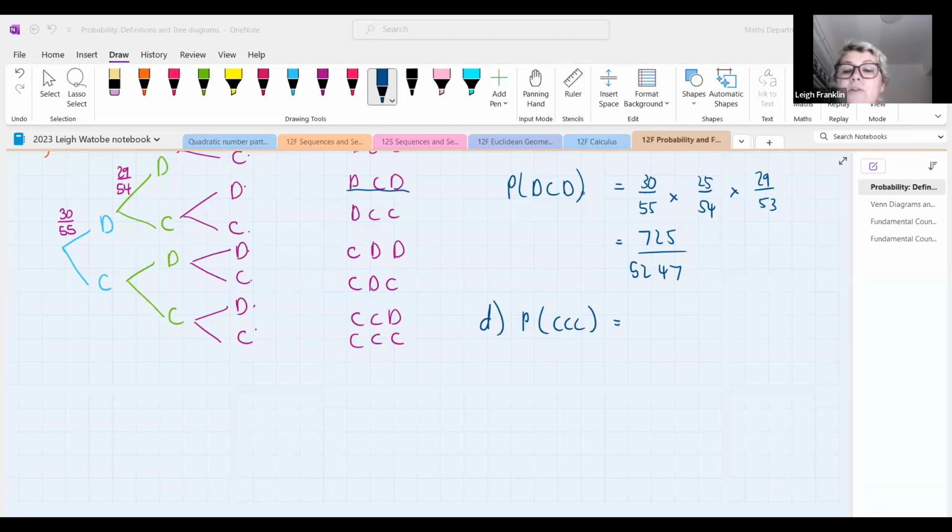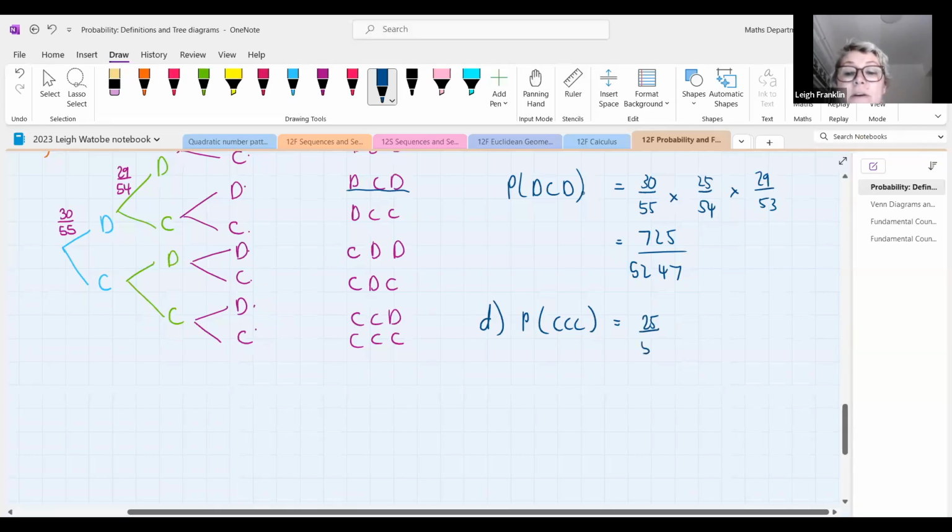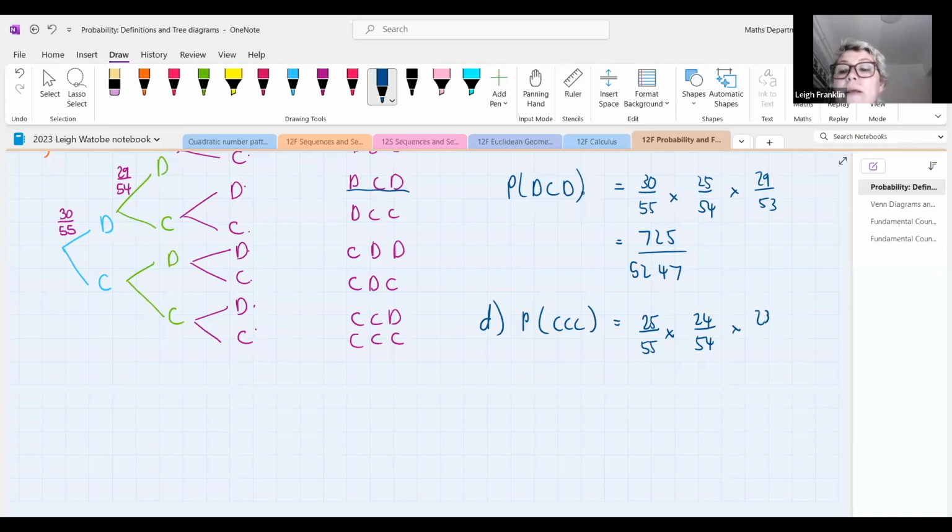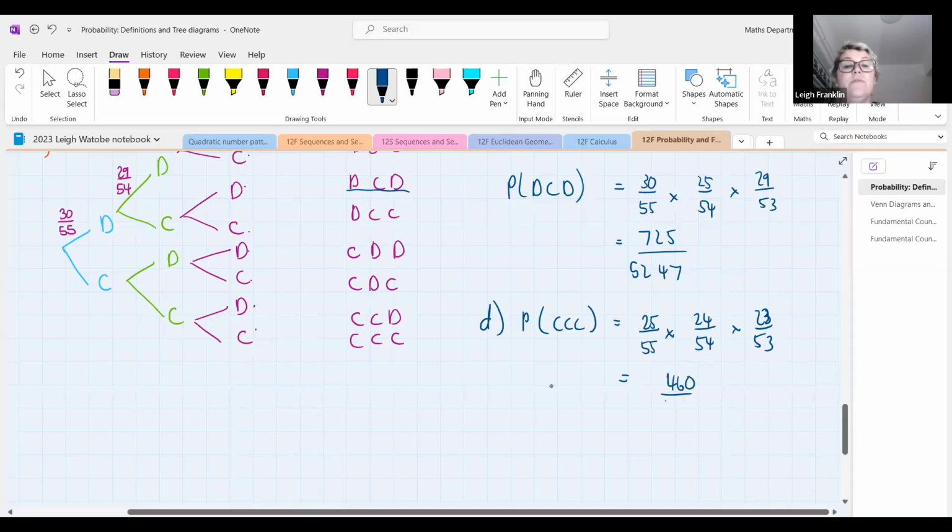Okay, so 25 cats, guys, 55 pets. One less cat, one less pet. One less cat, that's a 3. One less pet. Okay, just like that. There we go. Correct. So 460 out of 5247. There we go.